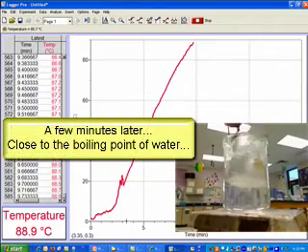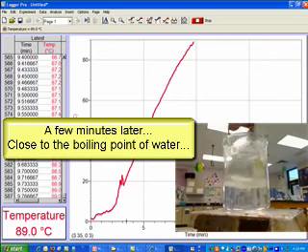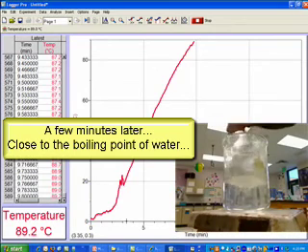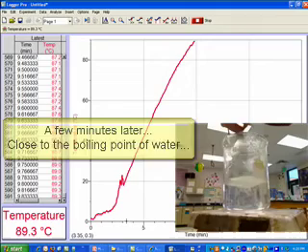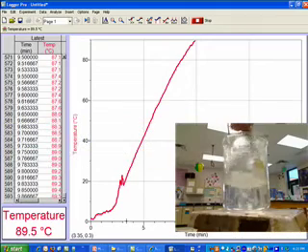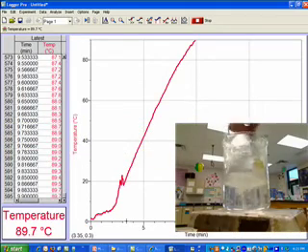All right, Mr. Sams, we are approaching the boiling point of water right here. Yes, we are. It looks like it's boiling. Yeah, I've got little bubbles going there. That could just be some dissolved gas that's in there. So the temperature will probably just keep going up, right?